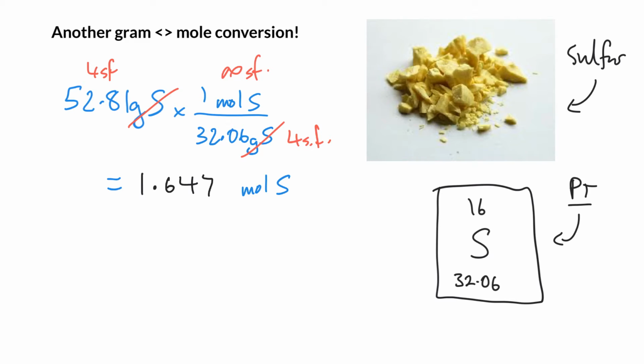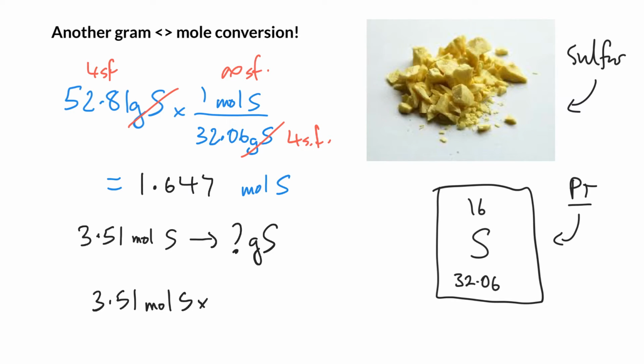But maybe that's not good enough. Maybe I want to say, golly gee, I would really like to burn 3.51 moles of sulfur. And for some reason I would really like to know how many grams that would be. And we can handle that conversion just the same way. We take what we want to convert, and we write next to it a conversion factor. We have 32.06 grams and we have 1 mole. And so the question is, which do we put on the top and which do we put on the bottom? That's right. We put the mole on the bottom and the grams on the top.